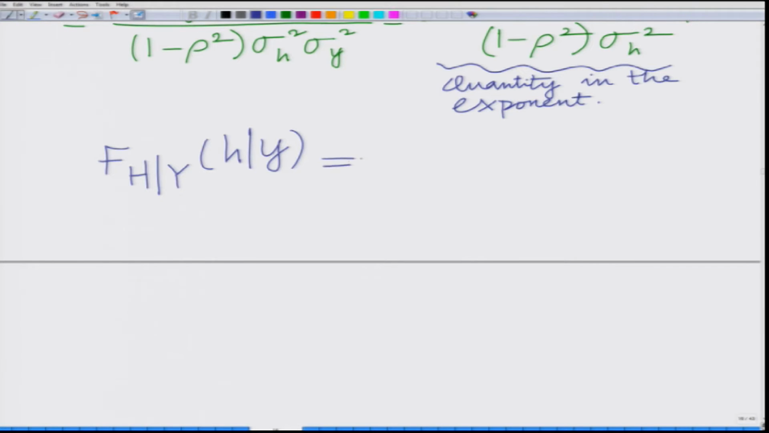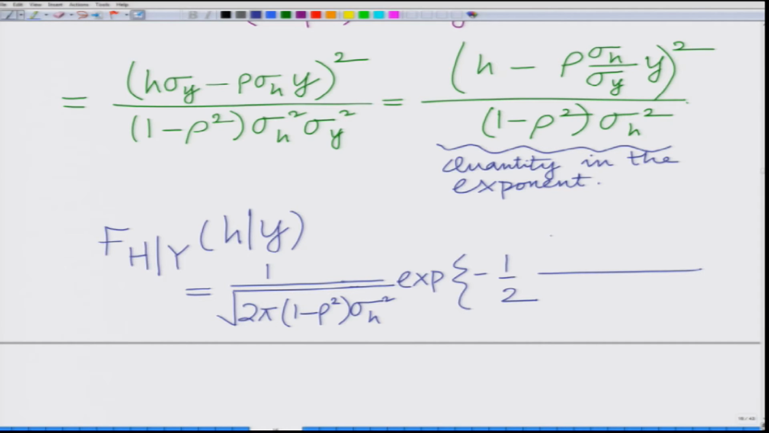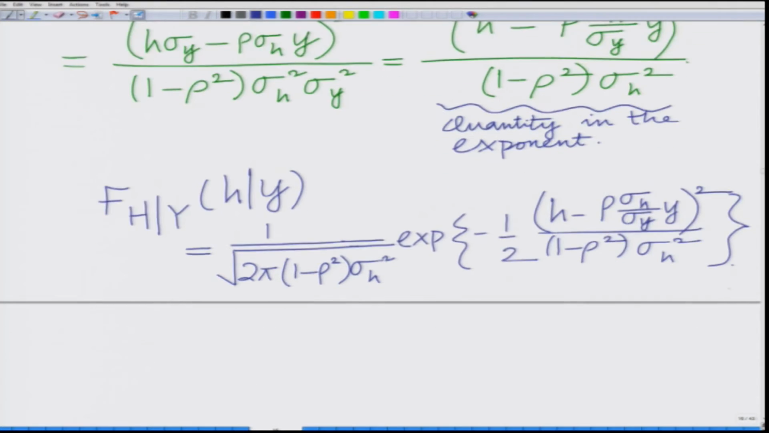The multiplying factor is 1 over square root of 2 pi (1 minus rho squared) sigma_h squared, times e to the power of minus half, (h minus rho sigma_h by sigma_y times y) whole square divided by (1 minus rho squared) sigma_h squared. Okay. So, this is the joint probability density function.